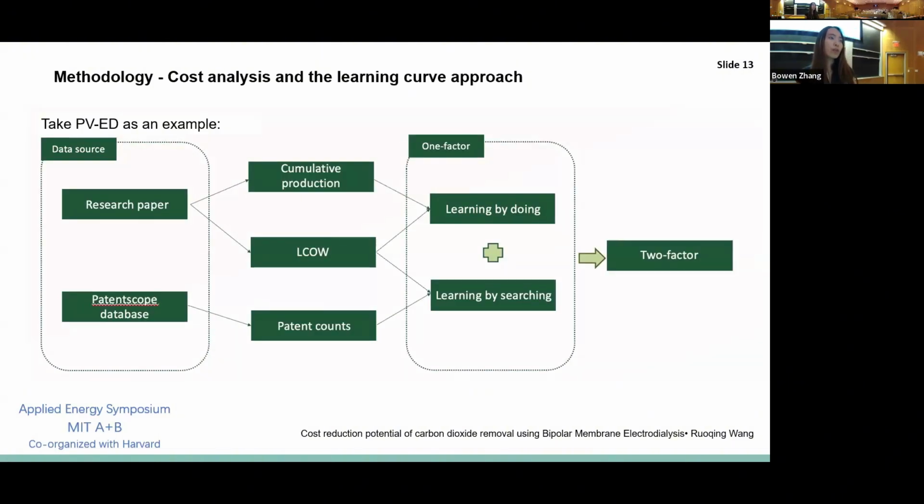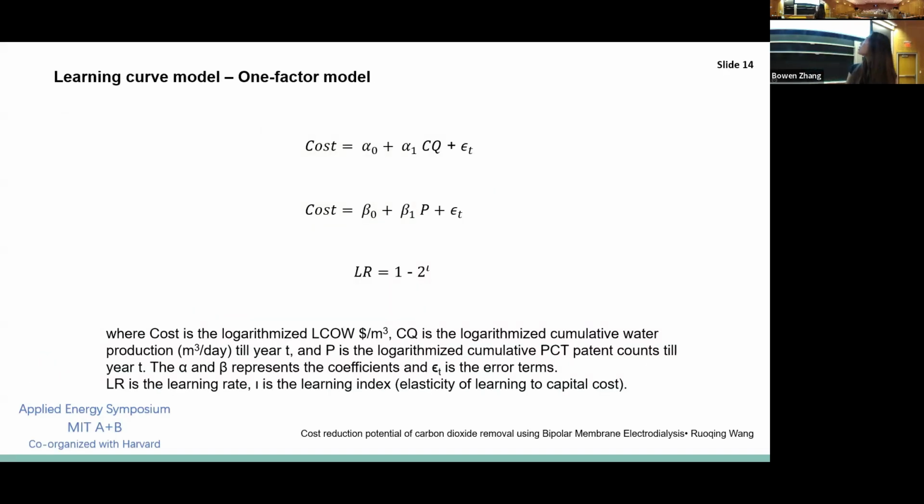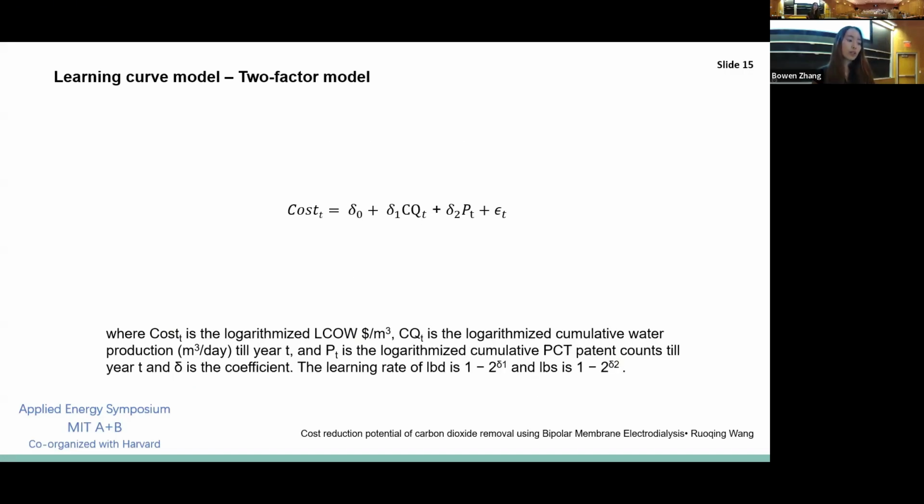So moving on to the methodology we use to analyze the cost of the PVED system. In our learning curve approach, we have three indicators: cumulative production, the levelized cost of water, and patent counts. The first two indicators are collected from research papers, and the patent counts are from the PATENTSCOPE database. We did two one-factor models, one for learning by doing and another for learning by searching. Since a one-factor model cannot reveal the relative cost reduction for each of the factors, we also did two-factor models. Here is the one-factor model for the learning curve, and this is the two-factor model.